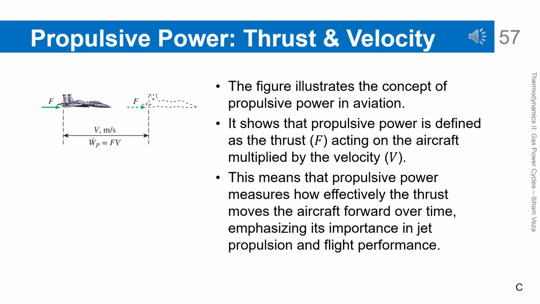Propulsive power, thrust and velocity in aviation performance. Propulsive power is defined as the product of thrust and aircraft velocity. P equals F times V in plain text form. This quantity shows how fast energy is being used to move the aircraft. The greater the thrust or the velocity, the greater the propulsive power. This concept helps link force analysis with energy analysis. In aircraft design, both thrust and velocity are equally important.